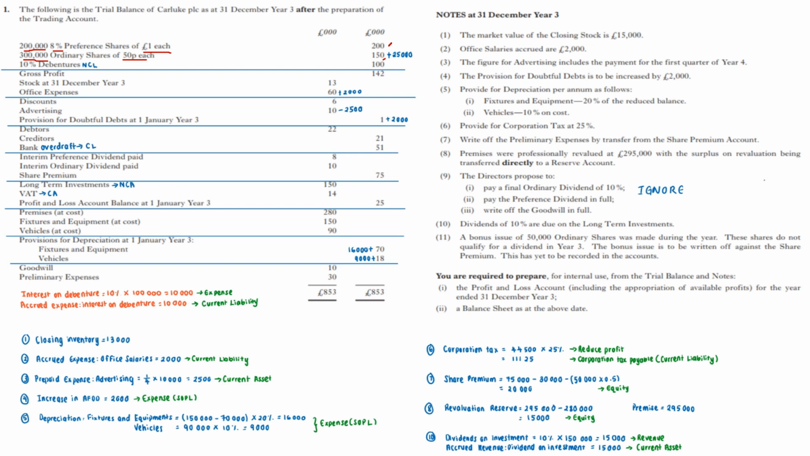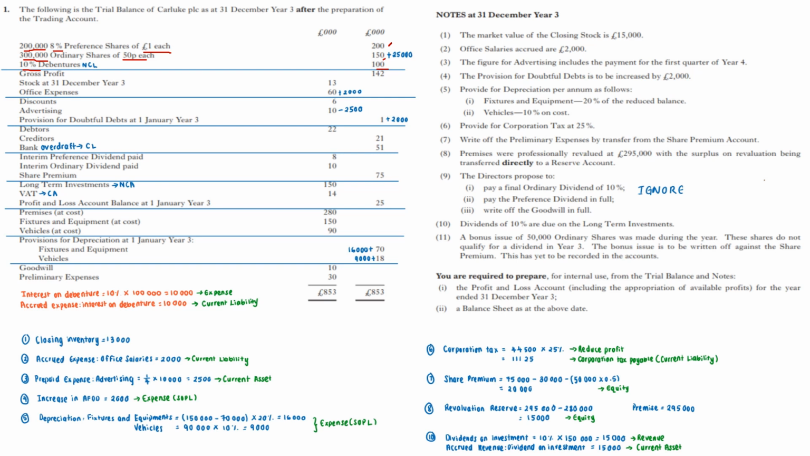Okay, and then you have debentures. So for debentures, 10% is your interest, and 100,000 is the value of your debenture. So from here, you'll be able to find your interest on debenture. And then we have gross profit. As I've mentioned earlier, since this is the trial balance after they have prepared the trading account, they have already calculated your gross profit.